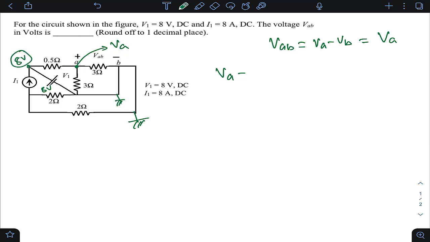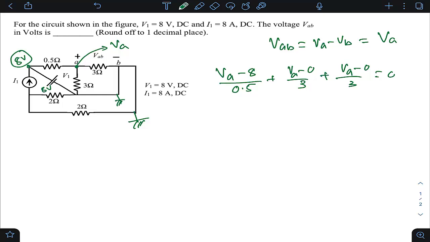Okay. So for this branch, if I am writing, VA minus 8 divided by 0.5 plus VA minus 0 by 3 plus VA minus 0 by 3 equals 0. Isn't it? So for this branch, VA minus 8 by 0.5. For this branch, VA minus 0 by 3. And for this branch, again VA minus 0 by 3, because VB is 0. This is 0 volt, this is also 0 volt. You can simply get the VA value from this.